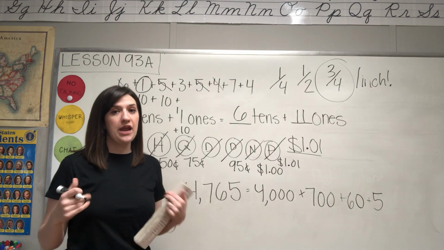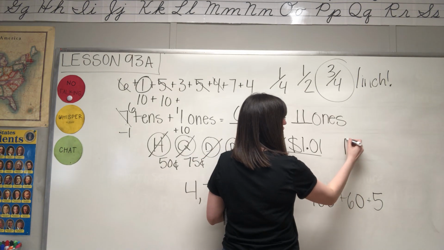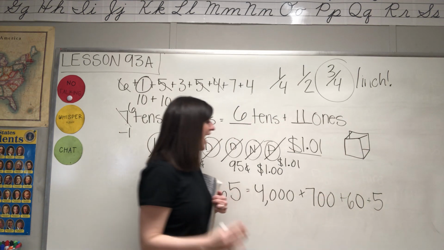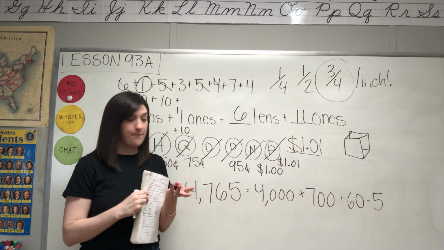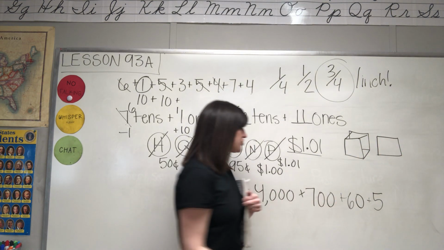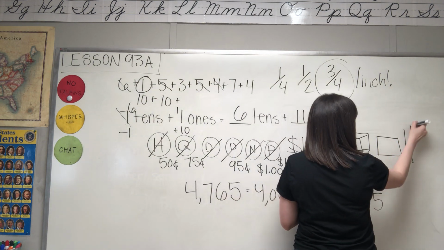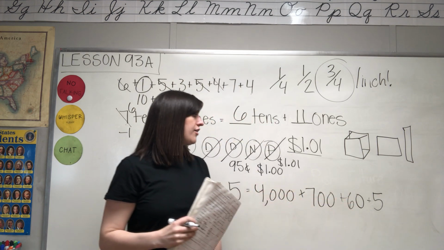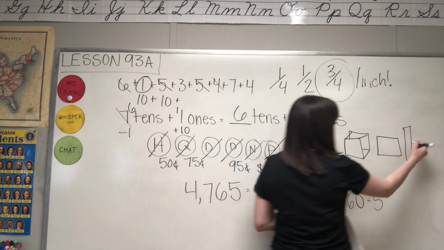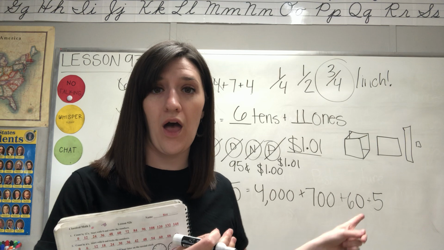When you illustrate, use cubes for the thousands. So use a cube for the thousands, which would mean 4 of them. Use a square for the hundreds. So you would use 7 of them. Use a rectangle for the tens. So use 6 of those. And then use an itty-bitty square. Use 5 of those for the ones place.